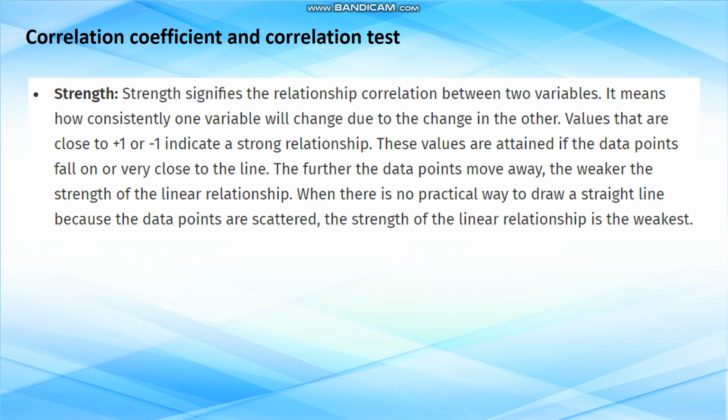The further the data points move away, the weaker the strength of the linear relationship. Where there is no practical way to draw a straight line because the data points are scattered, the strength of the linear relationship is the weakest. I have to read a whole paragraph here because I'd like to give you some sense of what the strength is and what the correlation relationship between two variables is.